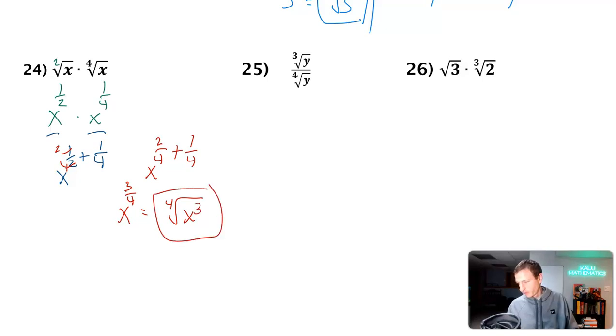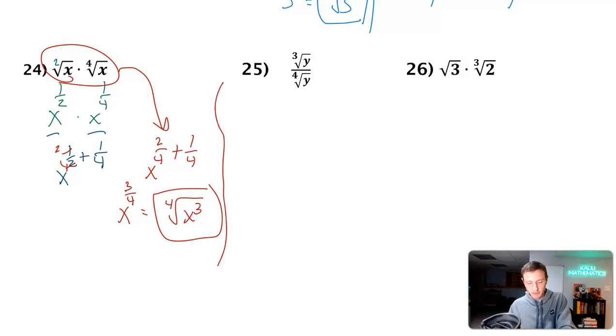And all that simplifies down. It looks kind of weird. It looks crazy, like, how do I get from here to here? How do I get down to the 4th root? If you just start rewriting things and moving things around and reorganizing and just understanding your rules, then it breaks down pretty nicely.